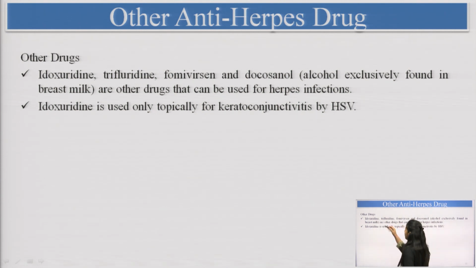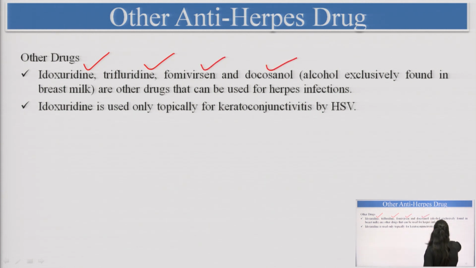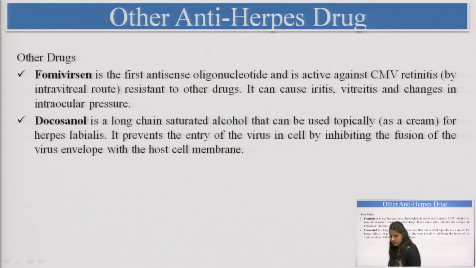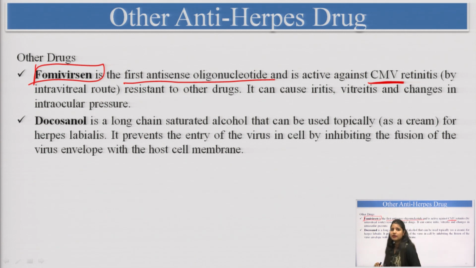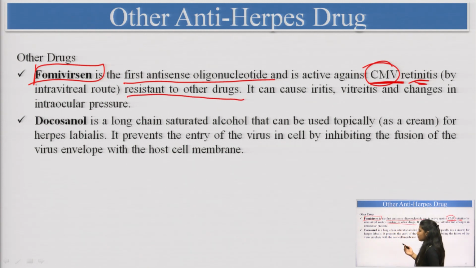Other drugs apart from it, idoxuridine, trifluridine, fomivirsen, docosanol, they are also effective for herpes infection. Now fomivirsen. Fomivirsen, I told you, is one of the drugs active against herpes infection, acting as an antisense oligonucleotide, and they are effective for cytomegalovirus retinitis, okay, which is affecting the retina. This virus is resistant to other drugs. When the other drugs are not effective, then fomivirsen or docosanol type of drugs are given.